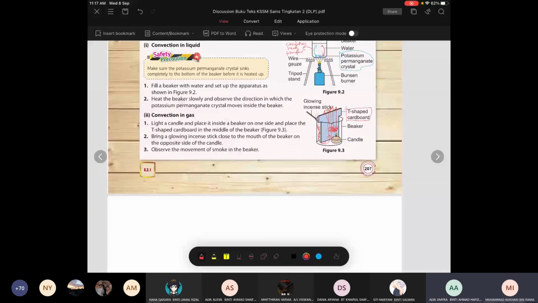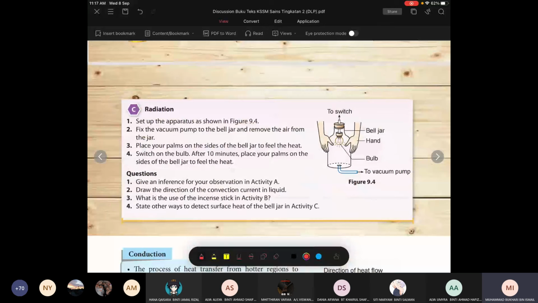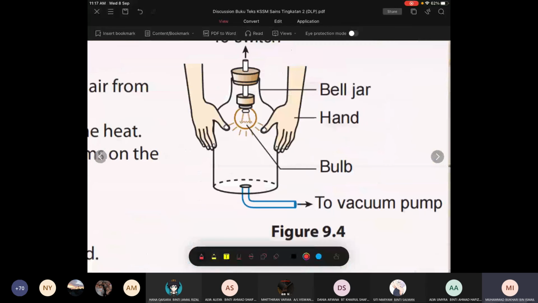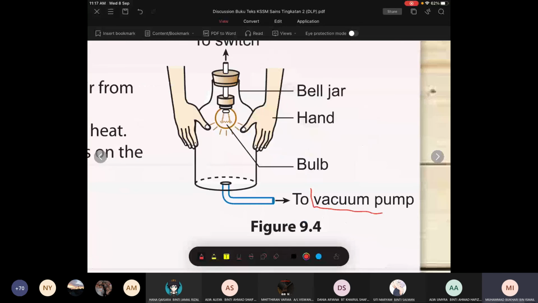Yes, sir. Okay, good. And the last thing is radiation. Now you can see here we have a bell jar and we have a vacuum pump, but the vacuum pump is not shown here. What happens is the vacuum pump will suck the air. All the air will be sucked out of the bell jar. So the bell jar becomes empty and it has a vacuum state.